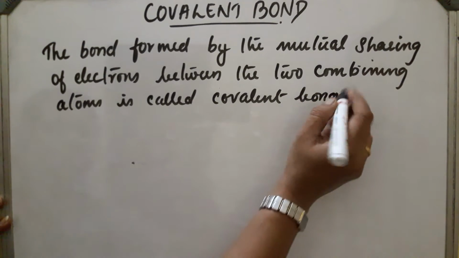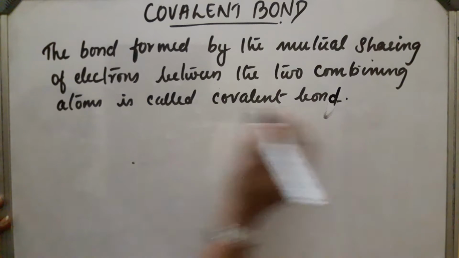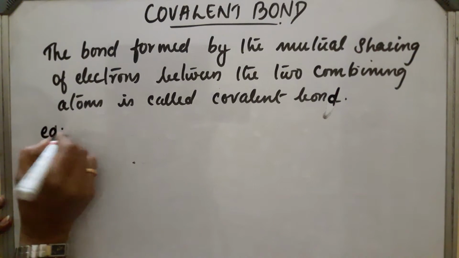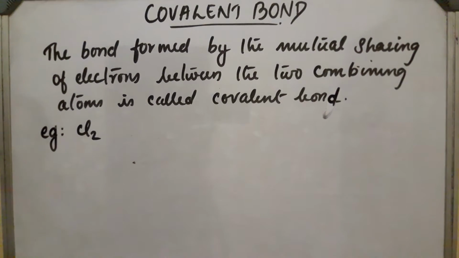Example of a covalent bond: the chlorine molecule, Cl2. Here the chlorine atom contains 7 electrons in its shell, so it needs one more electron to complete its octet. So both chlorine atoms share one electron each for bonding.